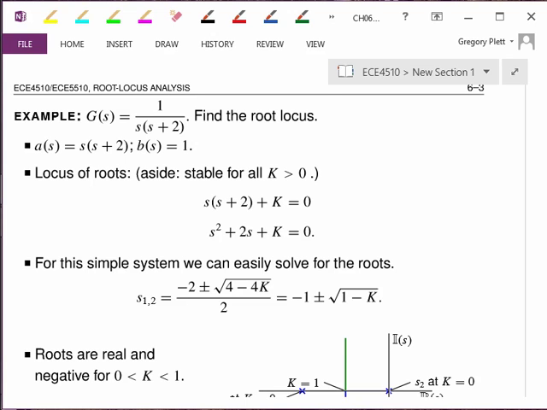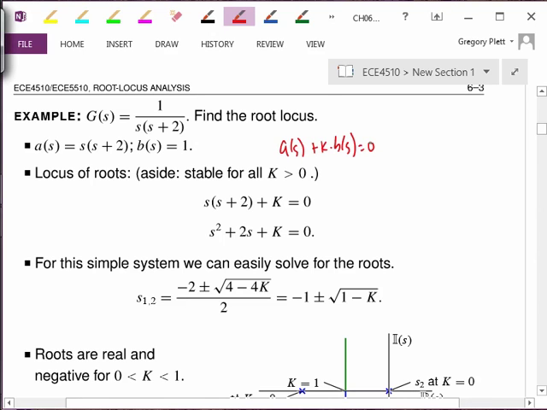So a of s is the denominator, s times s plus 2. B of s is the numerator, just 1. And the locus of the roots we said was a of s plus k times b of s equals 0, which is s times s plus 2 plus k times 1 equals 0, which is what we have here.